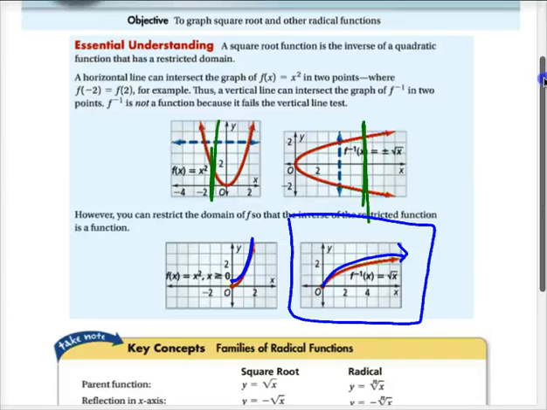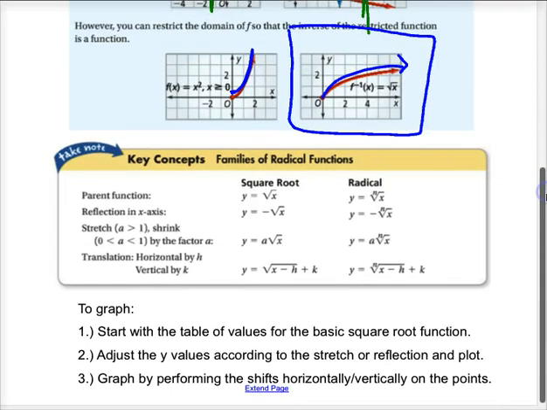Now, most of today is going to be focusing on families of radical functions. So what that means is we're talking about transformations. Now this is something you've done before. You've done a lot of transformations. So this really shouldn't be anything shocking or too new to you. However, we're going to take some time to step through every type of transformation.